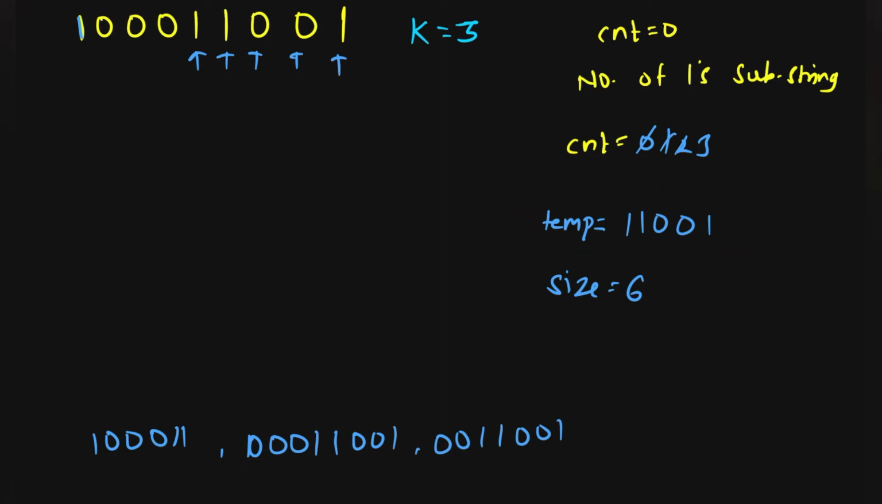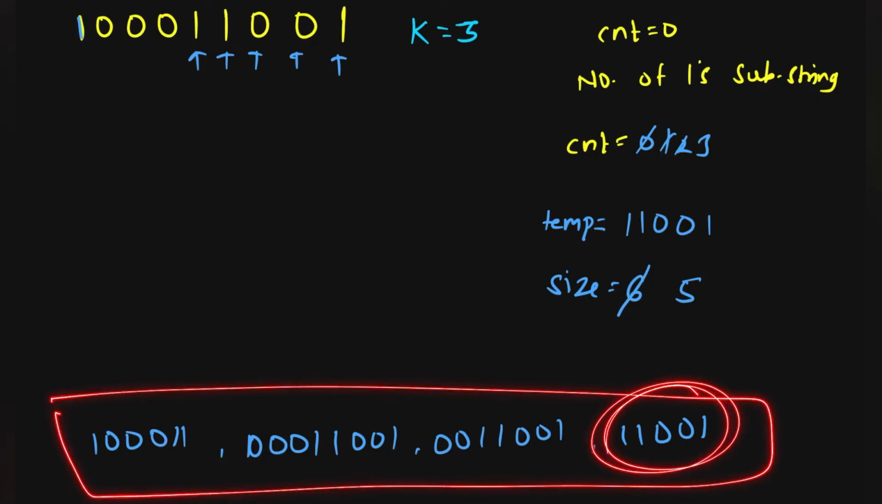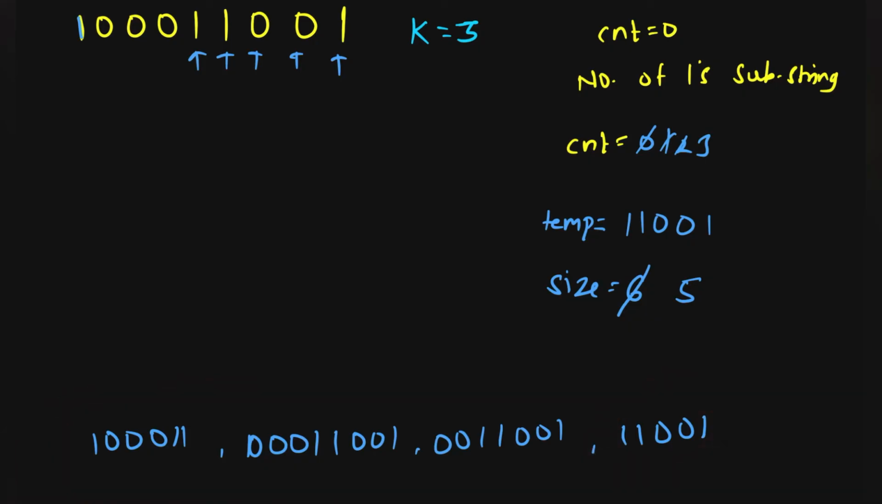Now I will simply put this string, 1 1 0 0 1, in my vector. Now we'll check, is the size of this less than 6? I will check 1 2 3 4 5. Yes. Therefore I'll simply update it to 5, because it is the minimum so far. So far we got 4 substrings, out of which this one is the minimum. There might be a possibility that we get other substrings, but this is the smallest substring we are getting.